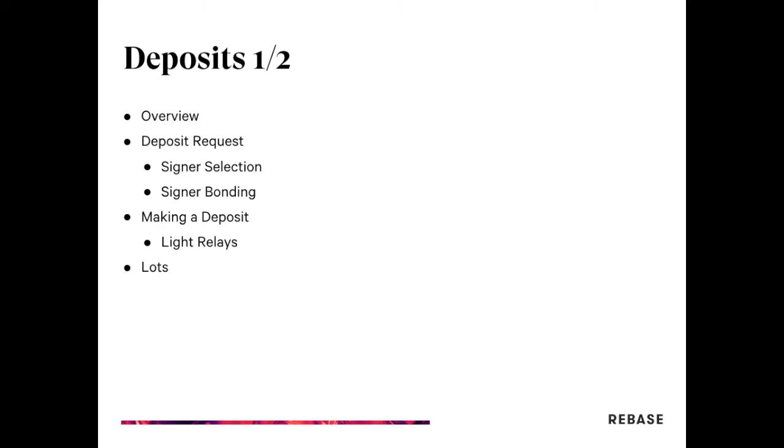So how are signers selected? After the deposit request, the tBTC system protocol requests a random seed from a secure decentralized beacon provided by Keep. The random seed is used to randomly select signers from a pool. We'll talk about this more in a second when we talk about signer bonding. And signers create a public ECDSA key together for the group. This public key is used to create a wallet address, which is published on Ethereum.